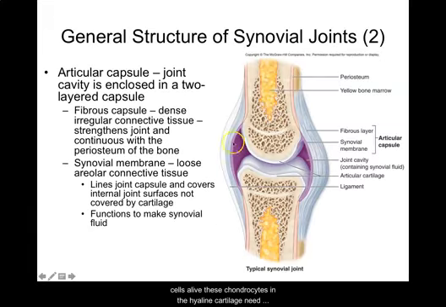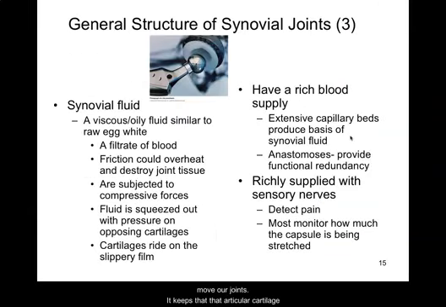These chondrocytes in the hyaline cartilage need to be able to exchange materials, get nutrients in, get waste out, get oxygen in, and get carbon dioxide out. And that's going to happen much more efficiently if the cartilage can squeeze in and squeeze out some of the synovial fluid, kind of like a sponge a little bit. And that's what happens when we move our joints. It keeps that articular cartilage nourished and healthy.